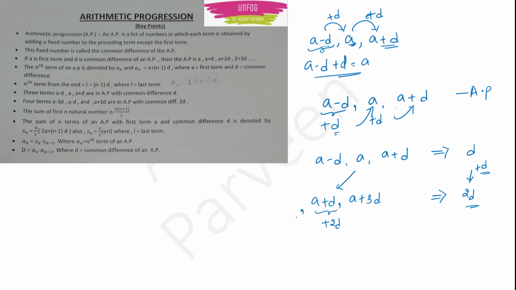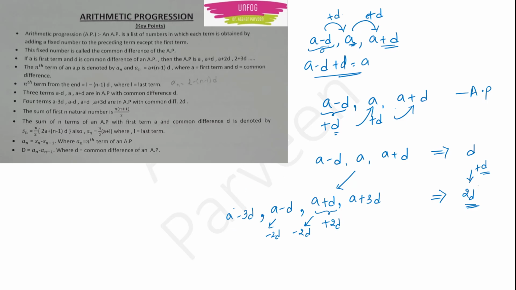What will be your previous term? For the previous term, you have to subtract 2d, right? If you subtract 2d, you will get a minus d. Again for the previous term, what you have to do? Again you have to subtract 2d, right? Then you will get a minus 3d. So this will be your arithmetic progression. I have written the 4 terms of the arithmetic progression with common difference 2d.